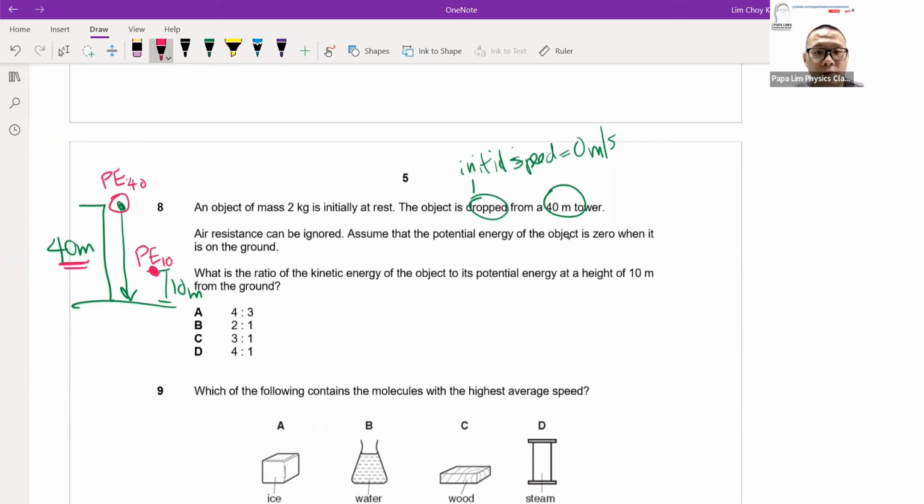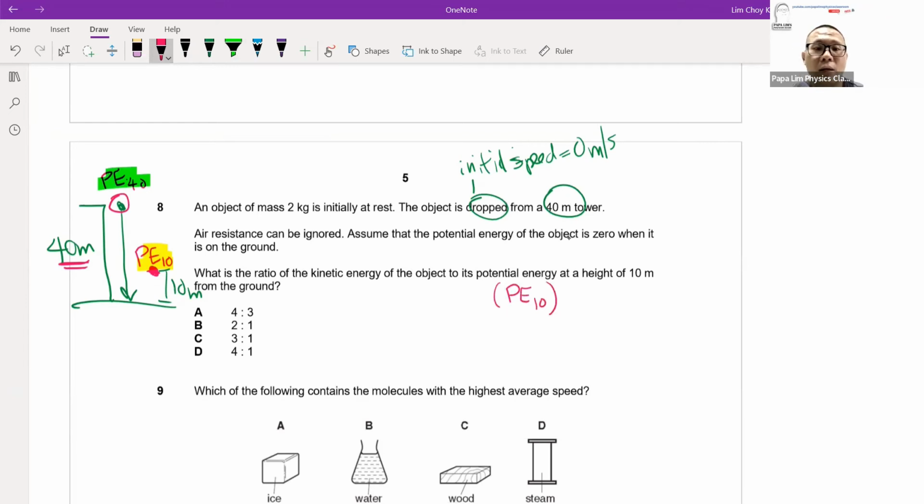So the ratio of kinetic energy to potential energy. What happens to the conservation of energy? At this final position, which is 10 meter, what happened to the rest of the energy? Originally, I started with 40 meter of potential energy. Now I'm left with 10 meter of potential energy. So at 10 meter, the potential energy is actually worth 10 meter.